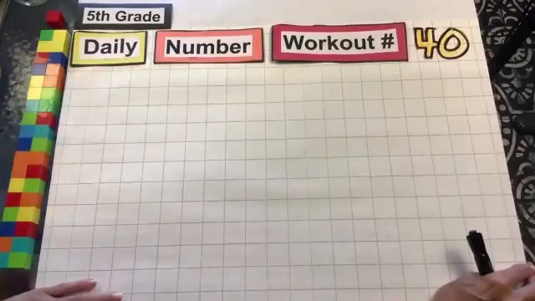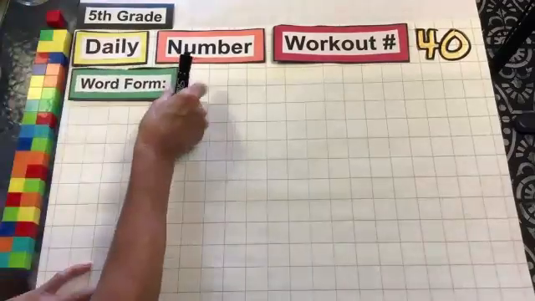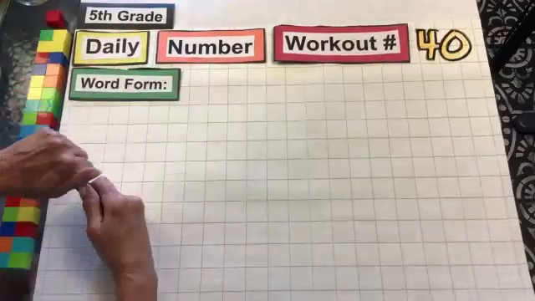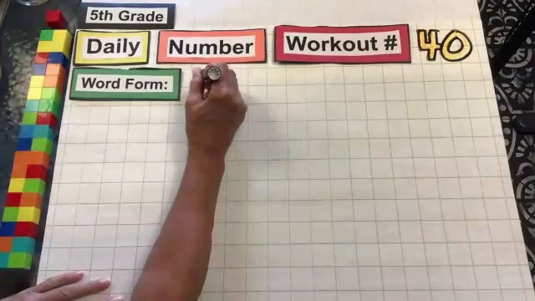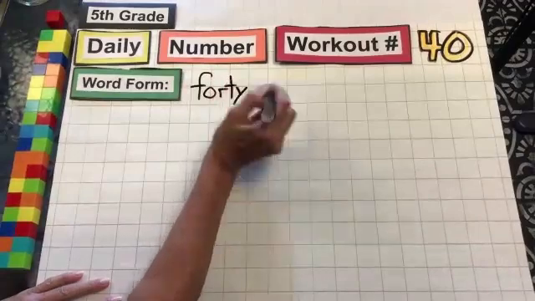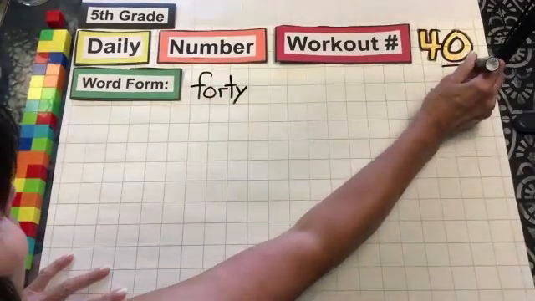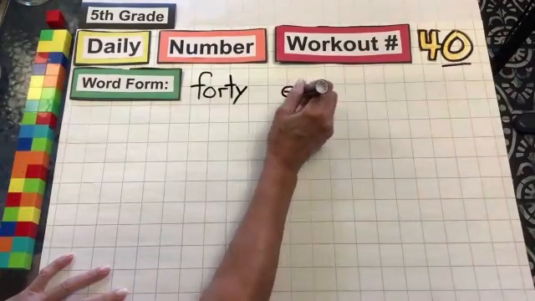Today we're on the number 40. So let's write this in word form. A little different each day. So 40, F-O-R-T-Y, 40. And since our number has a 0 in the ones place, that would be even.